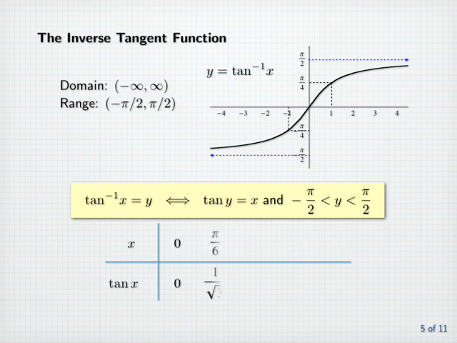Tangent of 0 is 0, tangent of pi over 6 is 1 over root 3, tangent of pi over 4 is 1, tangent of pi over 3 is root 3, and the limit as x approaches pi over 2 of tangent x equals plus infinity.